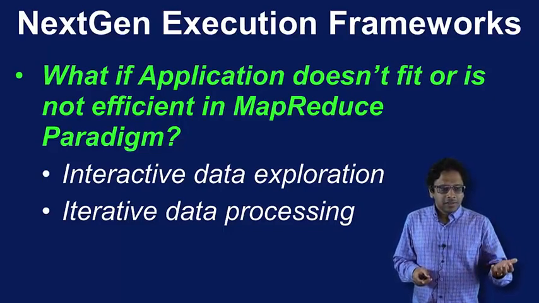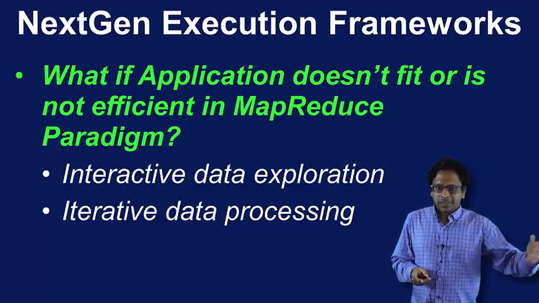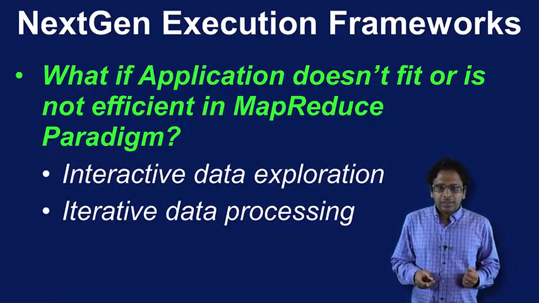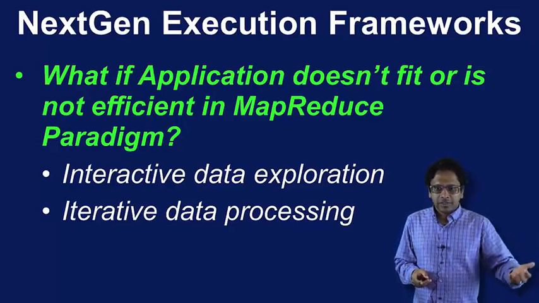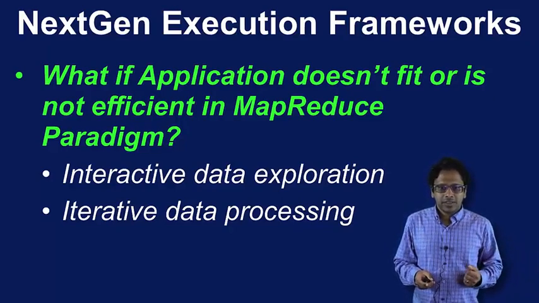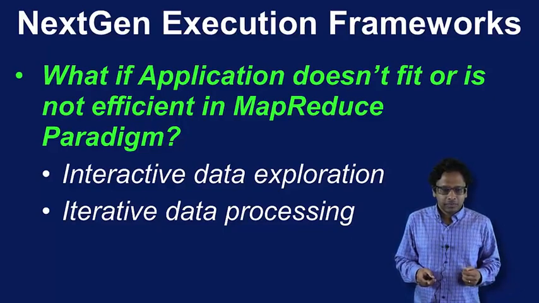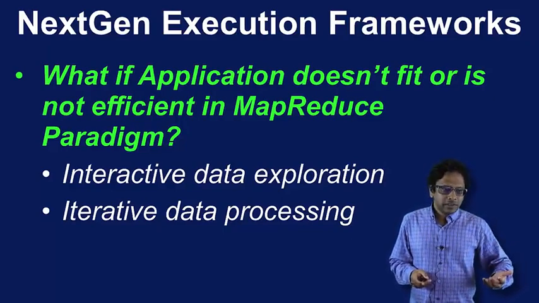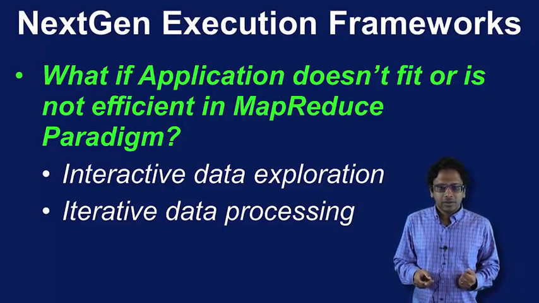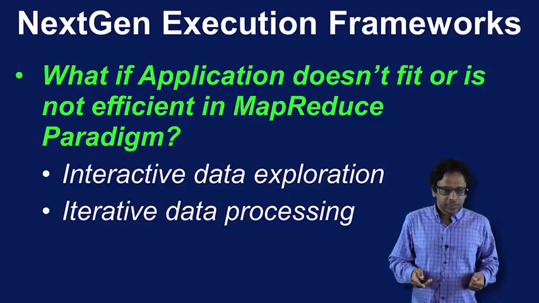So the cases where this might happen is if you're doing interactive data exploration, you might be looking at the same set of data over and over again. Now in the traditional framework, this would mean you would be loading the data from disk every time you're trying to look at it, which is obviously not efficient. If it could be stored in memory, you would get a lot better performance. The other case where this might happen is if you need an iterative data processing algorithm. And this happens in some machine learning algorithms, for example.